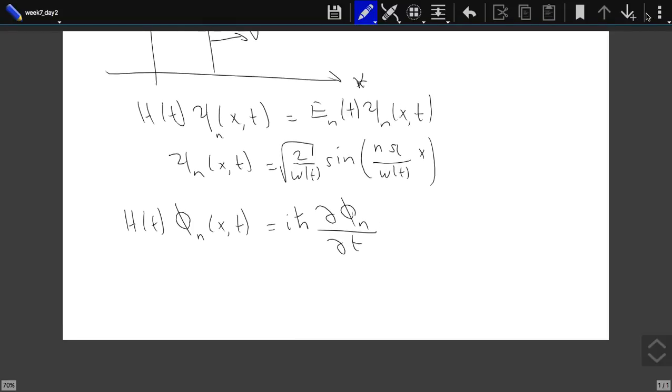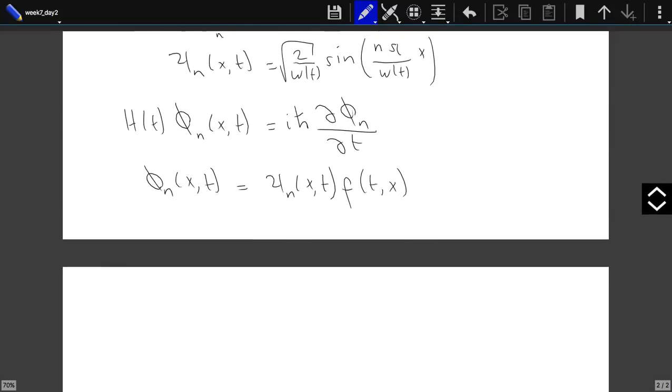Now let's try to find the solution of this form, psi_n(x;t) times f. Well, of course, this is the solution of the time-independent Schrödinger equation, not the time-dependent one. So let's add some time dependence. And maybe even some x dependence, we don't know. Hopefully we will get rid of that x dependence of the f. And see what is the equation satisfied by f. Now, the boundary condition we will impose on f is that if omega is time independent, f should be 1.